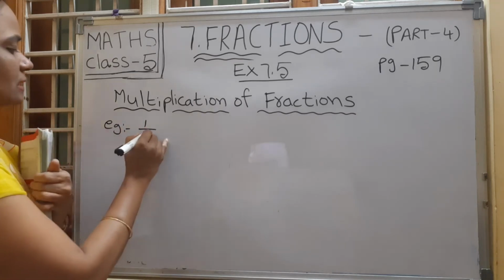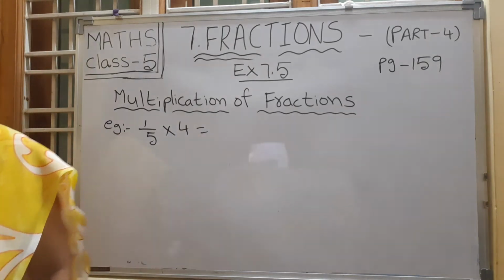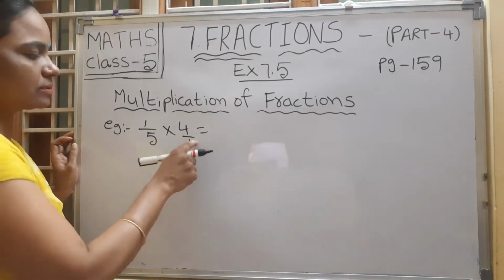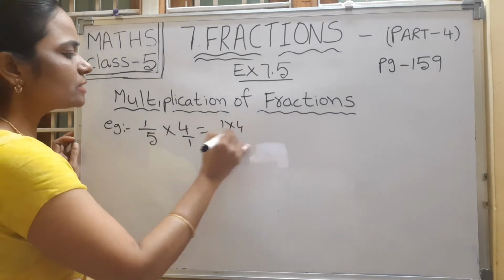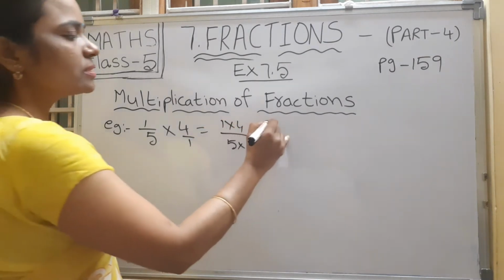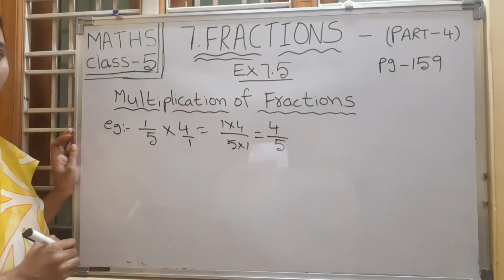1 by 5 into 4. What is the answer? Just simply make it as 1. Here there is no number, by 1 also we can write. So it is 1 into 4 by 5 into 1. 1 into 4, how much children? 4. 5 1s are 5. 4 by 5 is the answer.